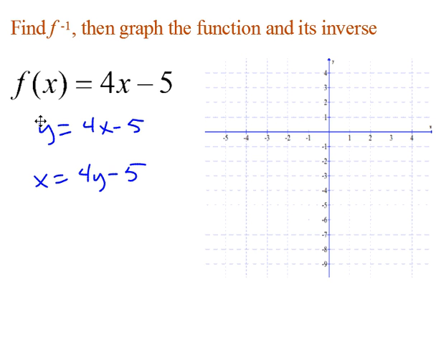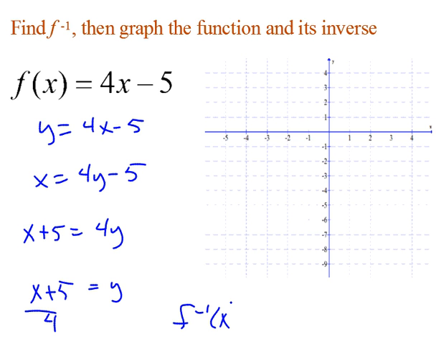So if x equals 4y minus 5, my first undo is to add 5. And then to get y alone, I would divide by 4. So I have my function, my inverse function is (x plus 5) over 4, or 1/4 x plus 5/4. Now if I think about my graphs, 4x minus 5 has a y-intercept of -5 and a slope of 4.